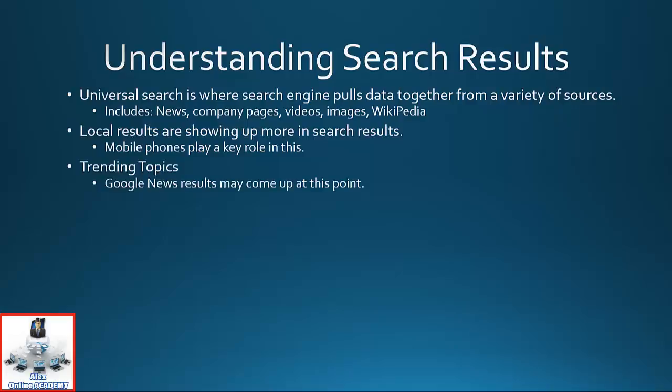Trending topics. Google News results may come up at this point. So if you're trying to get traffic for a trending topic, like let's say election results, that would be a really good time, depending on what your niche is about. You could do, if your website is about selling, let's say, something to do with ammunition, or maybe you're selling targets for people that have guns and they want to do target practice.